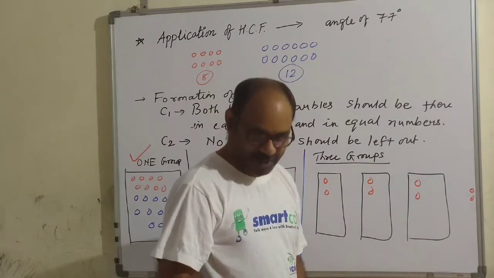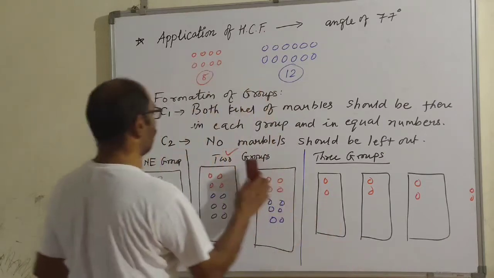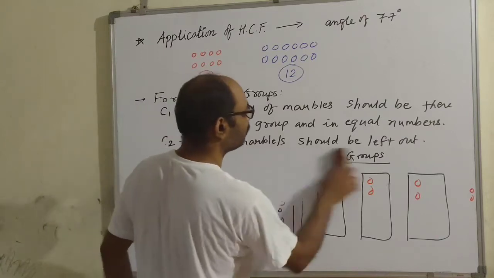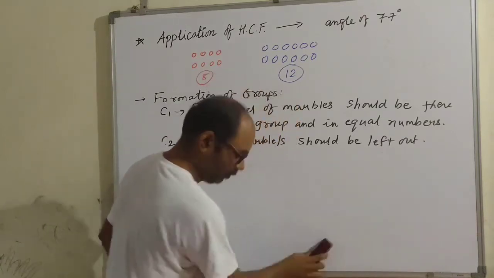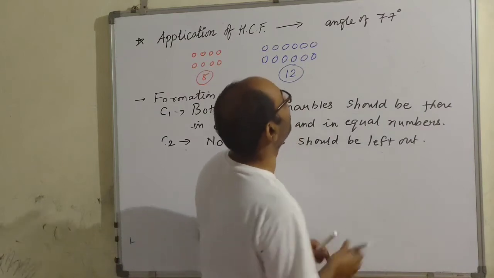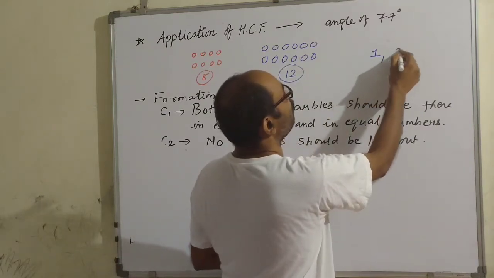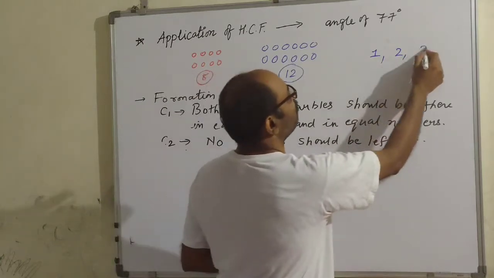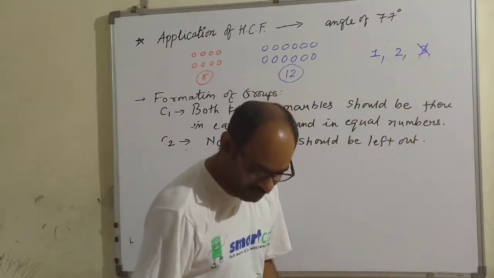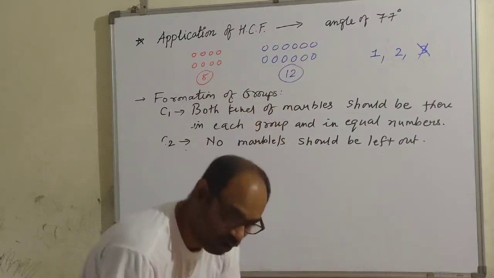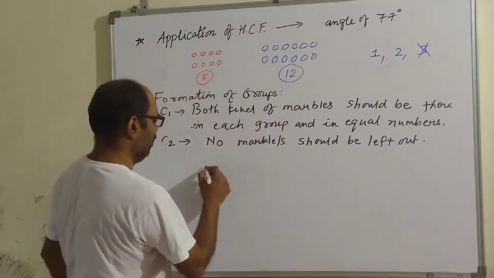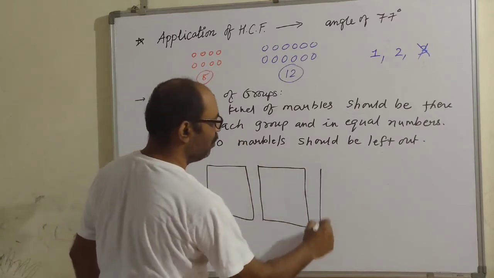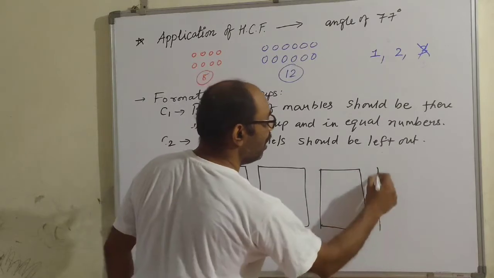Alright, we'll move further. Now we'll form 4 groups. Let's see. I'll write here: you could form 1 group, you could form 2 groups, 3 groups you couldn't. Correct? Okay. Now we'll see formation of 4 groups. 1, 2, 3 and 4.